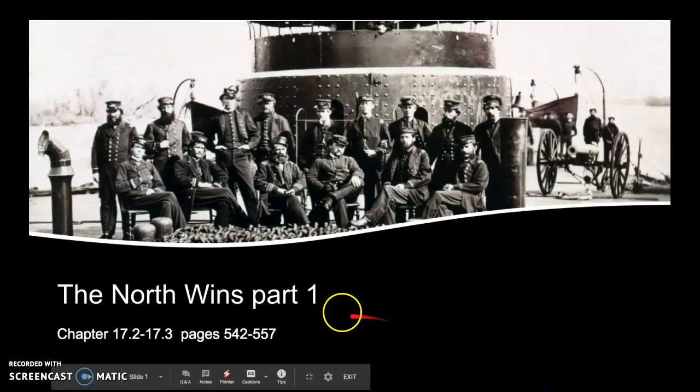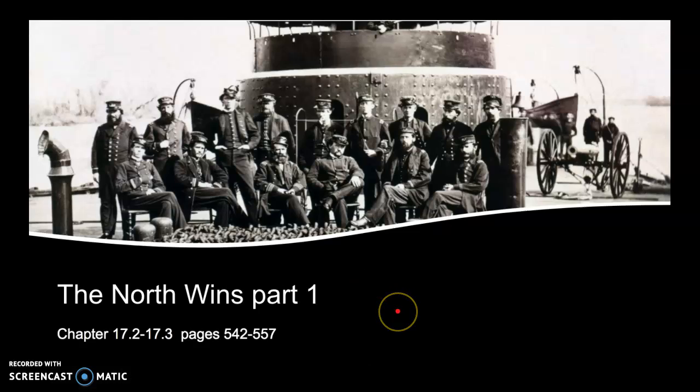Today's lesson is the North Winds, Part 1. So we are in Chapter 17.2 and 17.3. Your pages are 542 to 557. We'll be in this section of the book, especially 17.3, for a couple days. So it looks like a lot of reading there, but it really isn't.